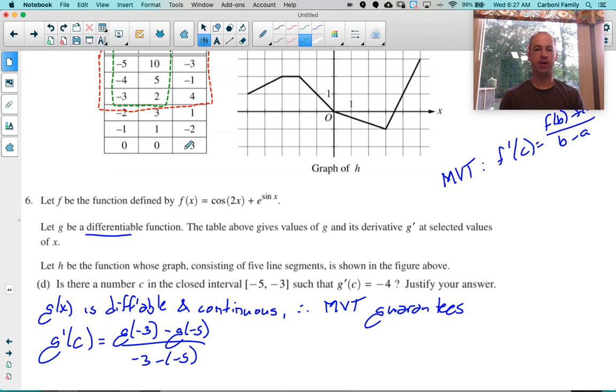More often than not, if you use the endpoints that they provide on the interval, that will work, and this is no exception to that. So g of negative 3 was 2. G of negative 5 was 10. Negative 3 minus a negative 5 will be 2. And so that's negative 8 over 2. That does give me a value of negative 4. And that is my justification. I cited the theorem, I established its conditions, and then I worked out that theorem. So we are now done with part B.